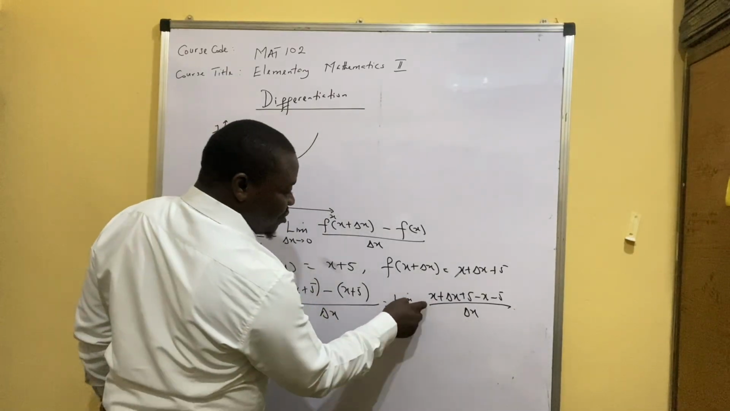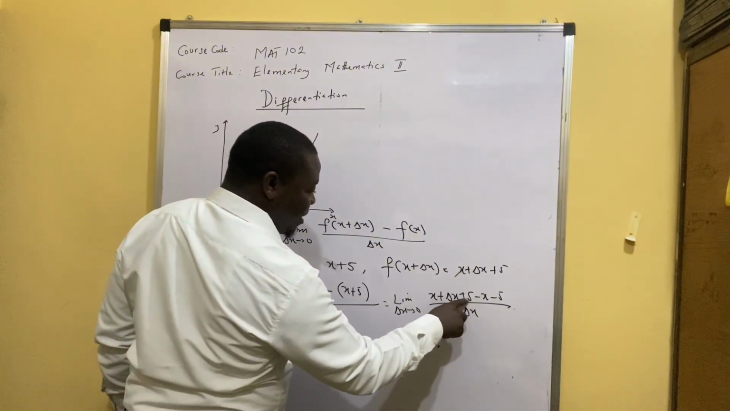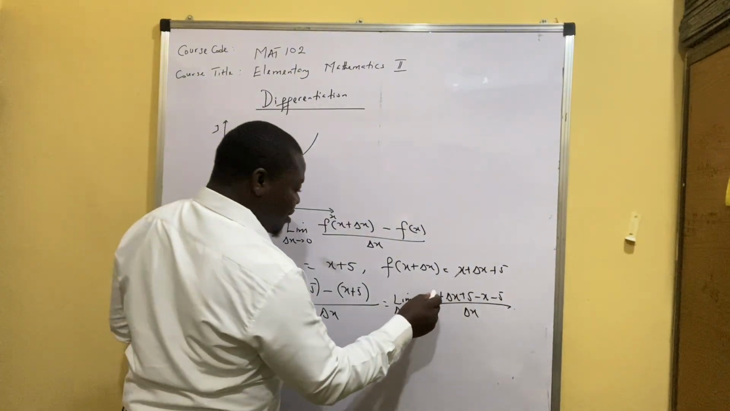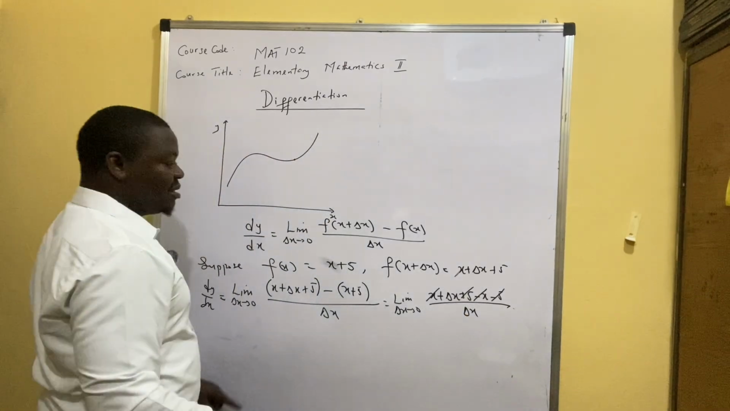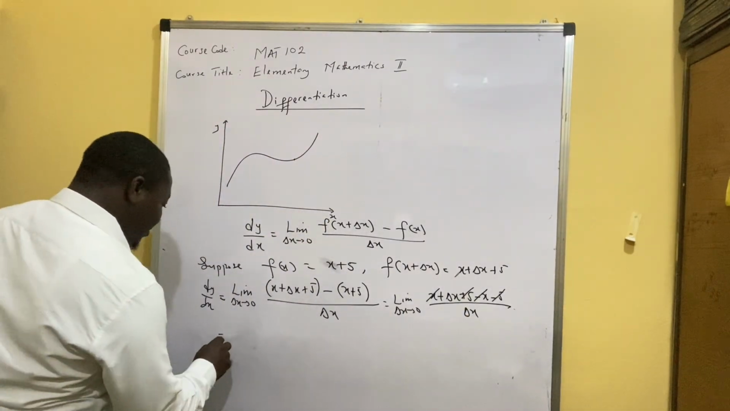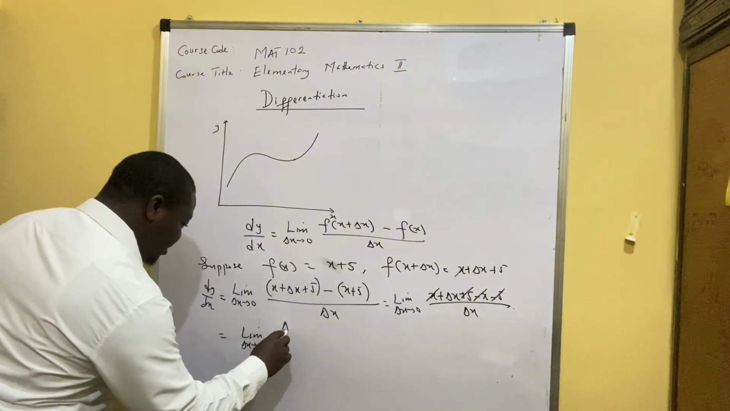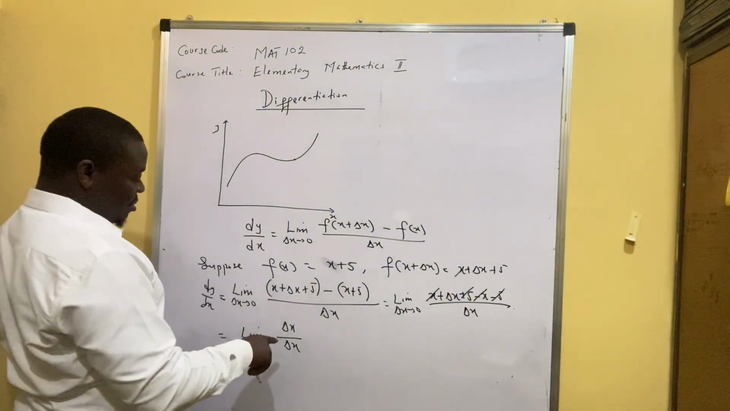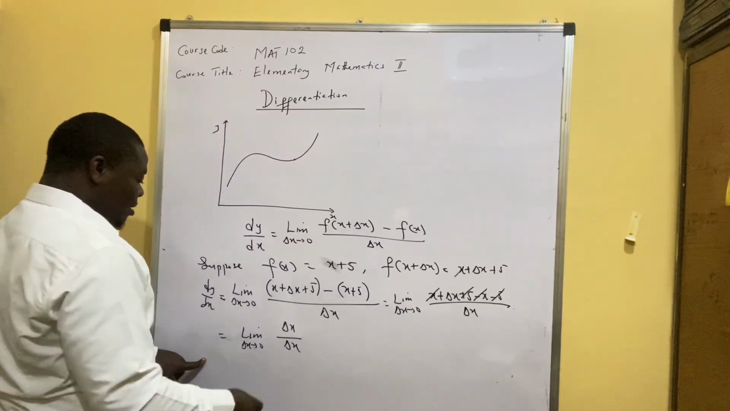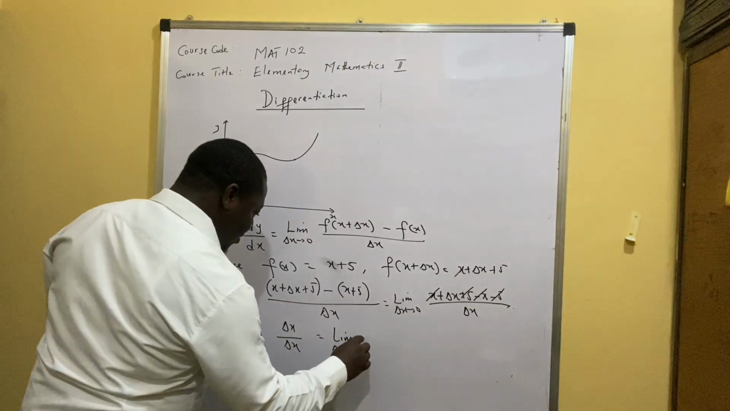Now, look at it. We're having x minus x. That goes to 0 now, right? Then here, plus 5 minus 5. That also goes to 0. So what do we have left there? You'll say that we have the limit as change in x tends to 0 of change in x over change in x. And this one will give us what? 1. You have the same value divided by the other. So we have the limit as change in x tends to 0 of 1.